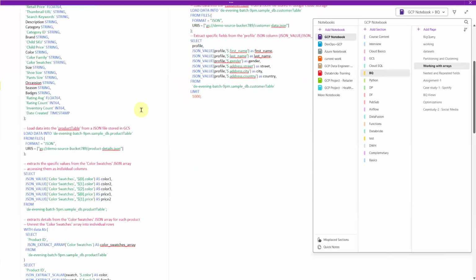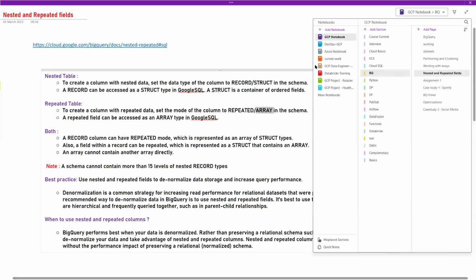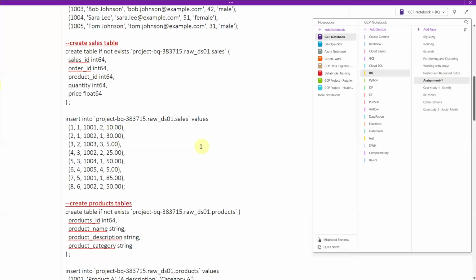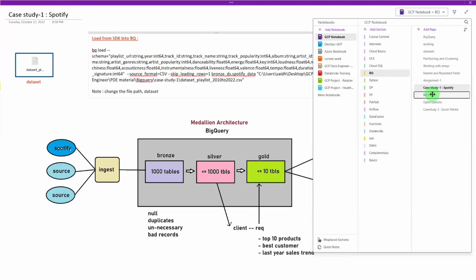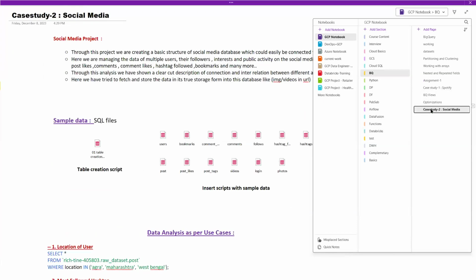So these are all the things that we are covering. Nested and repeated fields. How do we work with them in BigQuery? Assignments for you to practice, to make yourself comfortable with BigQuery. Case study 1, that is 45. BigQuery views, BigQuery optimizations. BigQuery case study 2, that is an assignment for you, the social media case study. So case study 1 and case study 2 in BigQuery are covered, along with assignments, optimization techniques and complex topics. Yes.